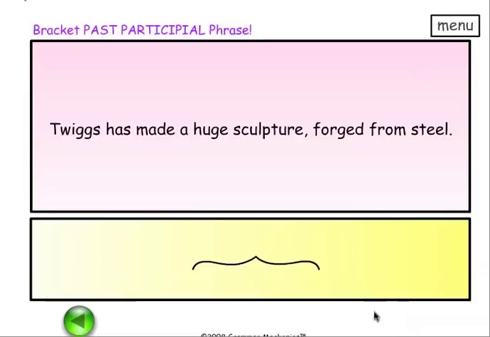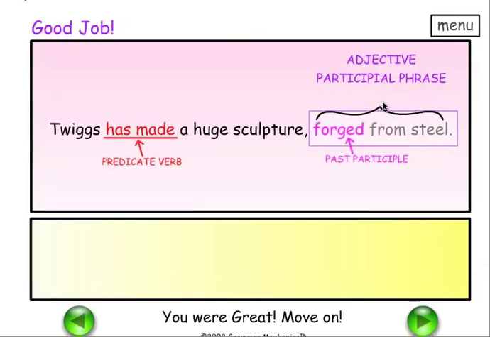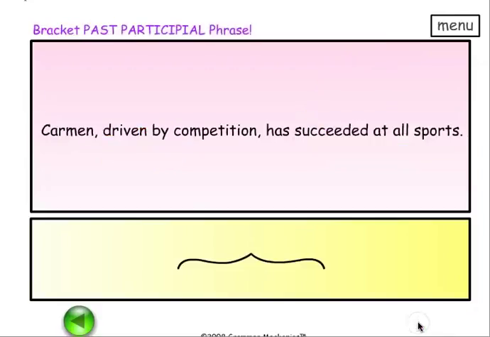Twigs has made a huge sculpture forged from steel. Okay, we've got a past participial phrase. It modifies what kind of sculpture, and it is different from the past tense has made, because here you've got an auxiliary has and the past tense made. That's where it gets a little tricky, but your students can figure it out if they can diagram things. It makes it much easier for them to visualize.